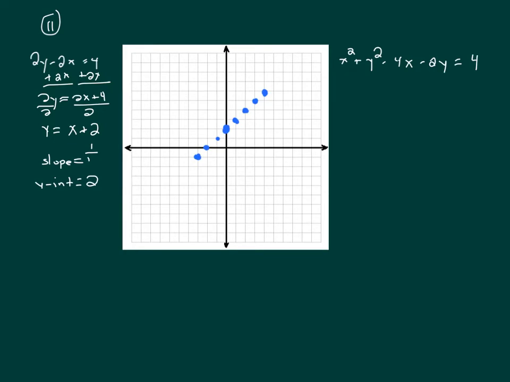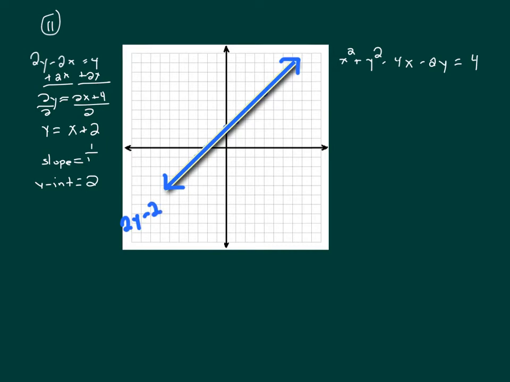Okay, so now you can take your ruler and I'm going to have to move that over, but you can just connect those points and make sure to put arrows and to label. You can either label the original equation or you can label y equals x plus 2, whatever you prefer.